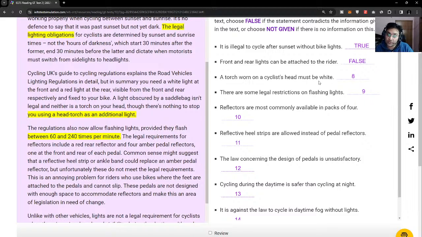We can use a head torch as an additional light. But does it have to be white? Where does it say it has to be white? It doesn't say, and hence it is not given.